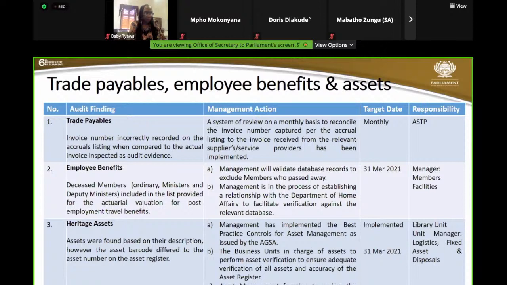On employee benefits, this actually related to members of Parliament. However, in terms of the SCOA accounts, it's still reflected as employee benefits. And this related to the valuation of the travel benefits of members, where our database in terms of the active members included some of the members that had passed on. And in terms of the action for this one, we did address it at the time. However, the institution decided to implement further controls through validation of whether members have passed on or not, and also establish relationships with the Department of Home Affairs, noting that we may not have all the information about deceased members. And then on heritage assets, there were some assets that were only found based on their description and not the barcode. So these are all operational matters. Hence, if you look at the AG report, it will talk to it being under administrative issues. You can move on to the next slide.